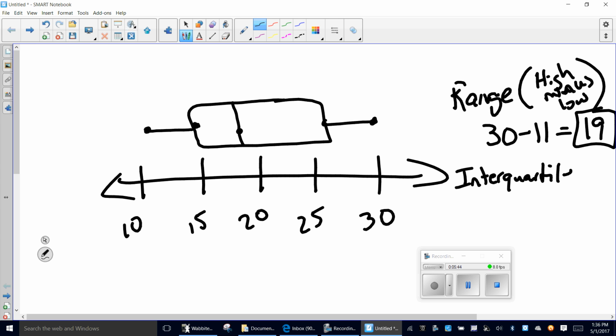What if I said, what is the interquartile range? What does that mean? That means Q3 minus Q1. It's the range of the quartiles.